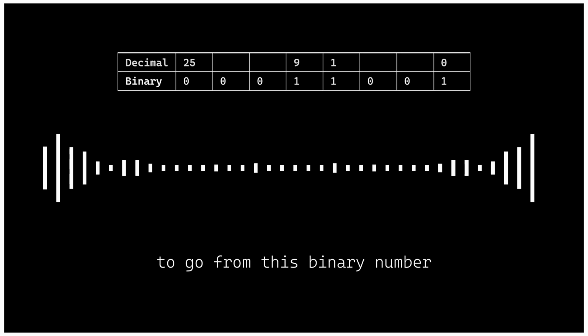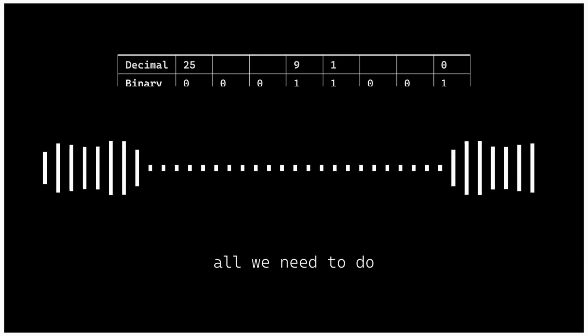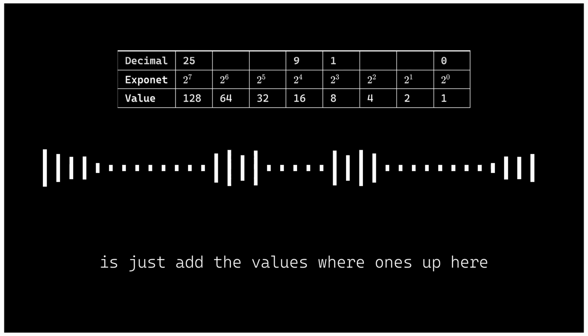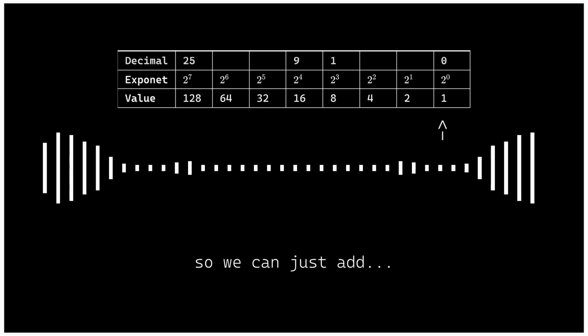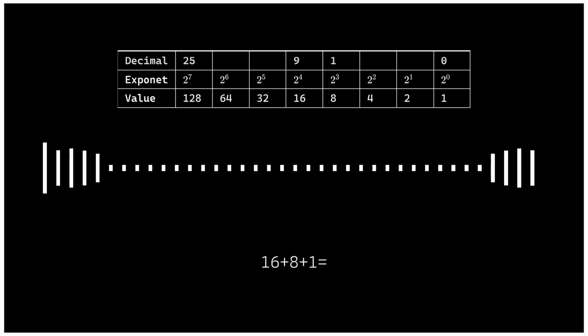0001101. To go from this binary number back to the decimal number, all we need to do is just add the values where 1s appear. So we can see there's a 1 in the 16th place, the 8th place, and the 1 place. So we can just add 16 plus 8 plus 1, and that is 25.